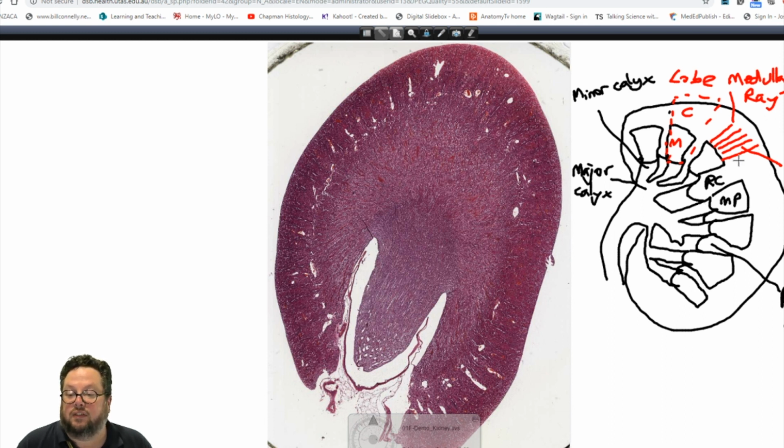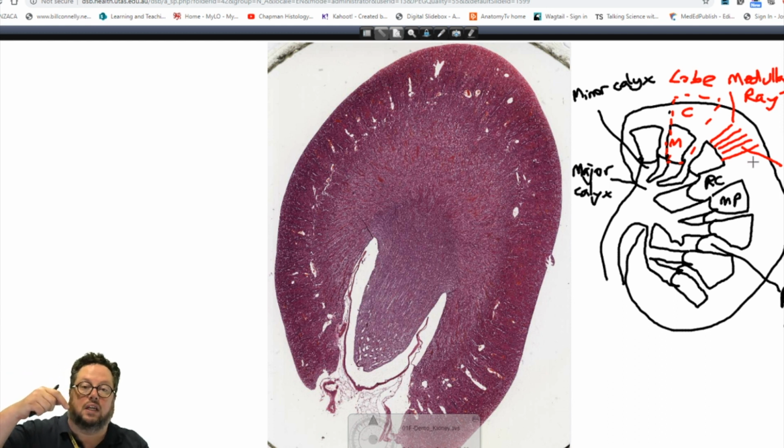It's kind of like, in a normal gland, we have the outer cortex and then the inner medullary region. But in the kidney, there's a bit of crossover between those two regions. So in terms of the medulla projecting out into the cortex, we have those medullary rays, these structures here.